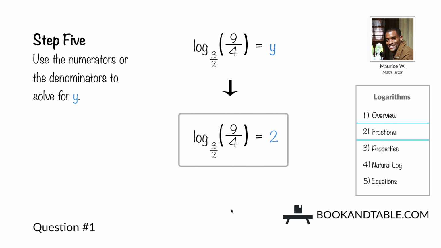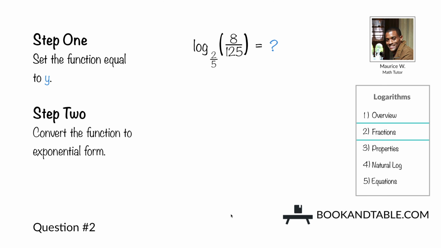So that is the answer to question number 1. Let's now have a look at question number 2. We want to evaluate the log of base 2/5 of 8/125. Since we have a base that is a fraction, step 1 is to set the function equal to y. And now step 2, we want to convert the function to exponential form. So we take our base of 2/5, raise it to a power of y, and set that equal to the argument 8/125.